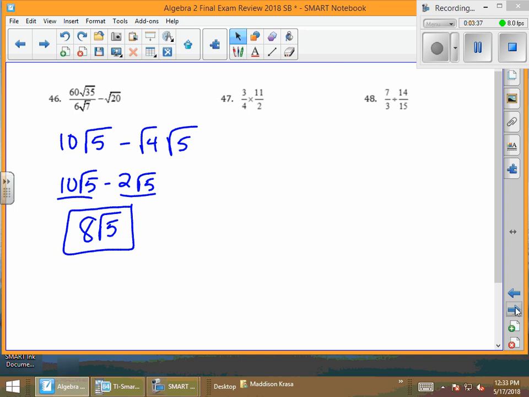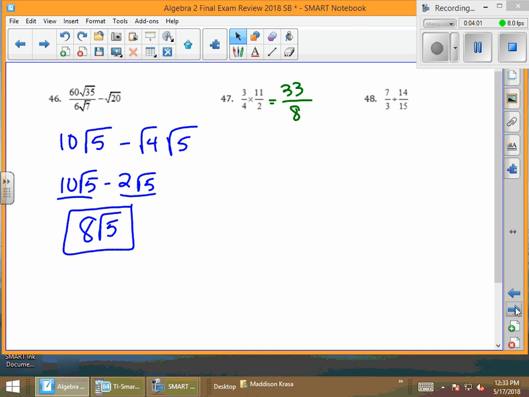Moving on to 47. This is multiplication. We love when we see multiplication with fractions because it's pretty easy. We just multiply across. So 3 times 11 on top is 33, and then 4 times 2 on the bottom is 8. We see, is there a number that goes into 33 and 8 evenly? There is not. So we leave it as 33 over 8. If there was, we would just reduce that.